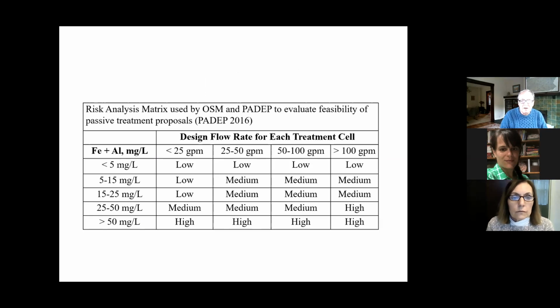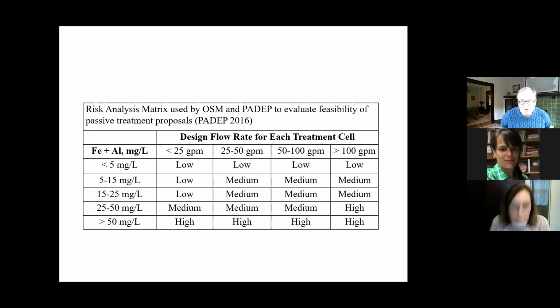Well, the OSM and DEP, BAMR, or just DEP, have developed what they call the risk analysis matrix that gets used for any watershed groups or conservation associations or anybody outside of the DEP who wants to receive funding to build a passive treatment system. You have to use this matrix to determine whether there's a low chance, a medium chance, or a high risk that the system will fail.